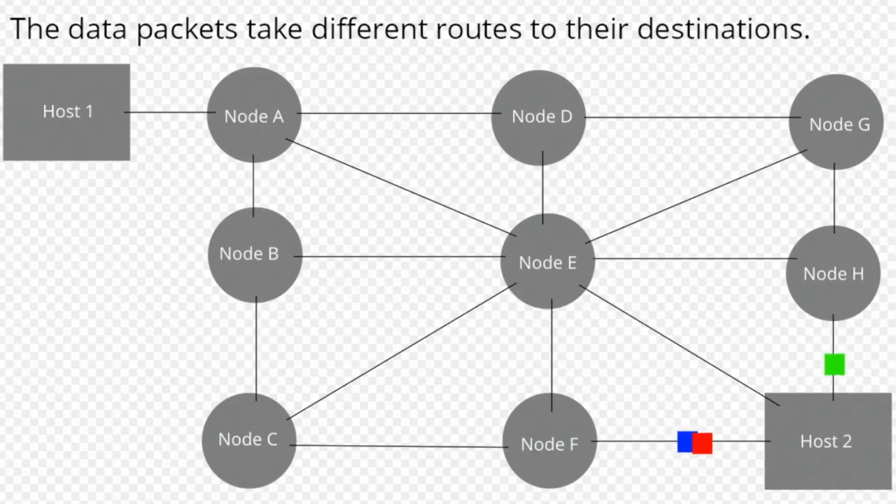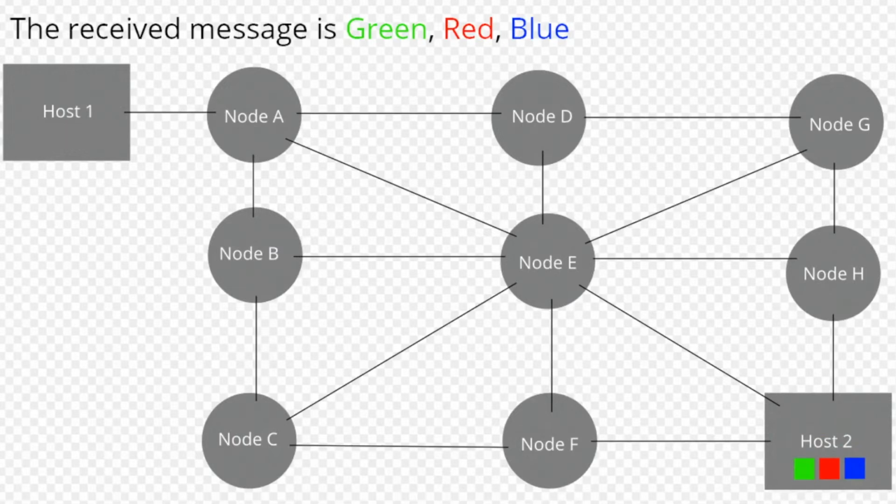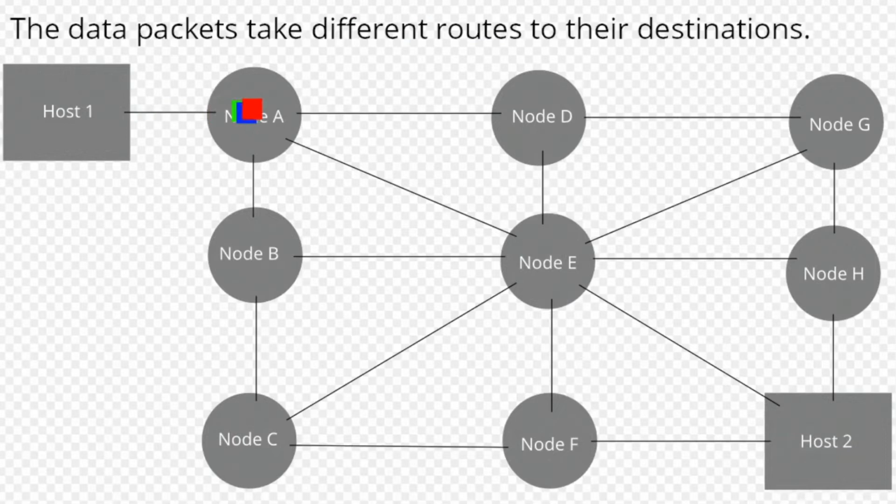The advantage of packet switching technology is that if one of these nodes goes down, then that packet just gets rerouted to the next available one. There's information written inside of the data that says what order it should be in, so that when it gets to host 2, it gets reassembled in the proper order.